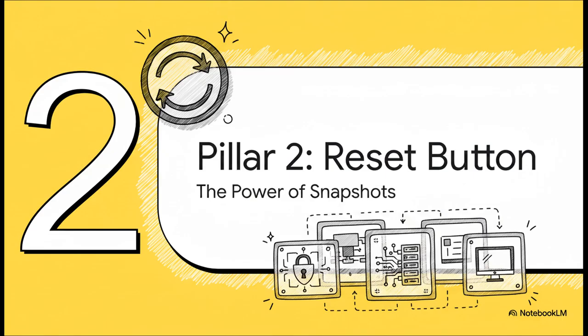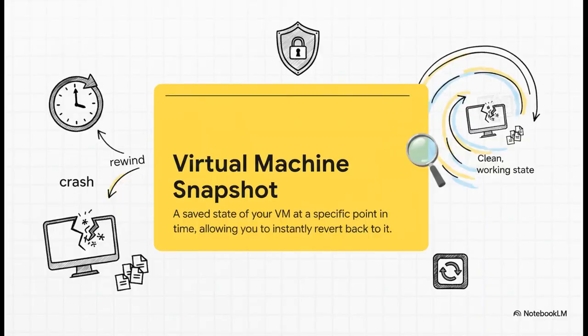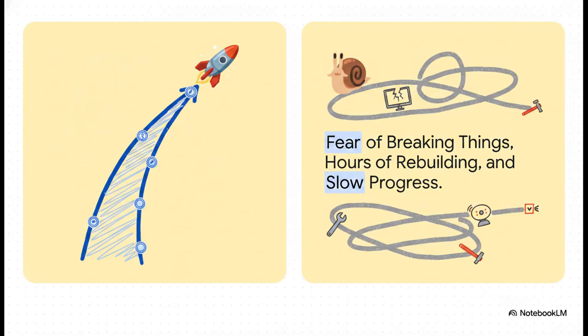Now for our second pillar, and this one is a real game changer. I like to call it the reset button, and it's all thanks to one of the most powerful features in all of virtualization, snapshots. So what is a snapshot? It's like a perfect, frozen-in-time copy of your virtual machine. Let's say your attack completely crashes the target system. Or maybe you accidentally delete a super important file. Is it a disaster? Nope. You just click a button and you can rewind time, instantly going back to that clean, working state right before you started. It's amazing. And honestly, this single feature is the difference between learning fast and, well, not.